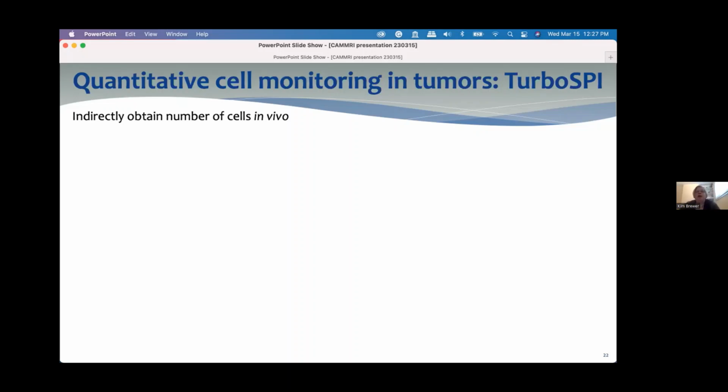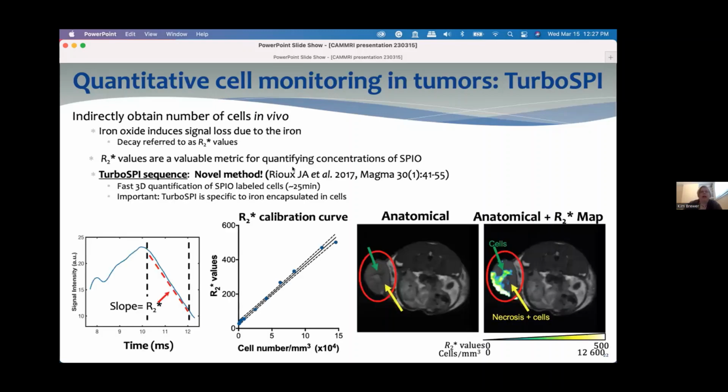So we wanted to try and quantify immune cells in the tumors. Specifically, we used a sequence called TurboSPI. TurboSPI can be used to indirectly obtain the number of cells in vivo. So again, we're using SPIO, which induces the signal loss due to the iron, specifically in R2* change. You can theoretically use R2* to quantify concentrations of SPIO. Now, there are a lot of caveats that I'm not going to get into today. There are a lot of assumptions you have to make, which are not always valid. But as an overall estimate, it works reasonably well.